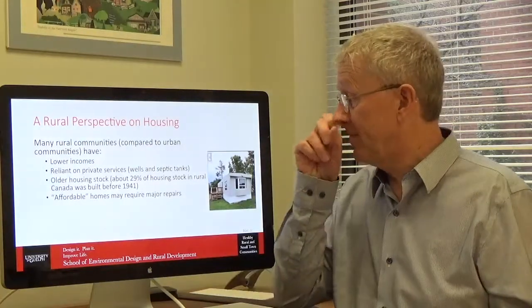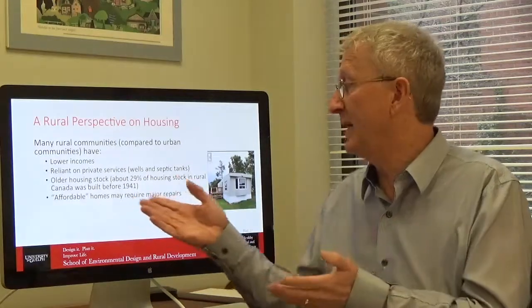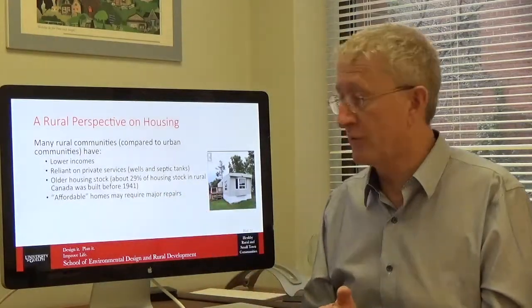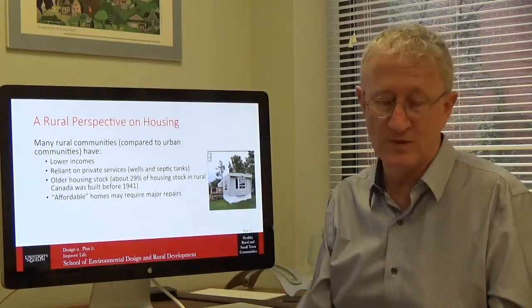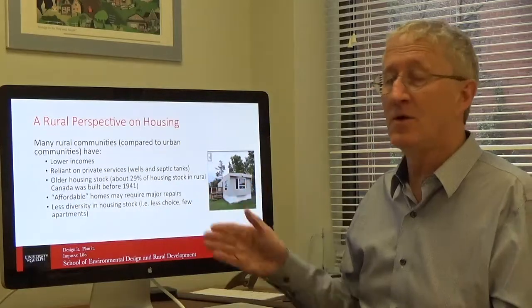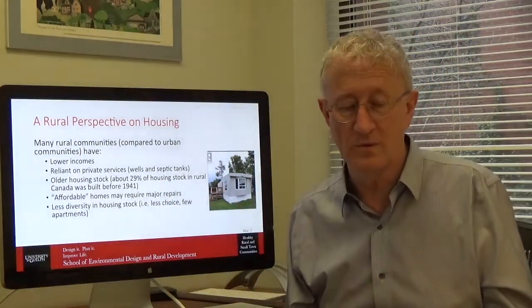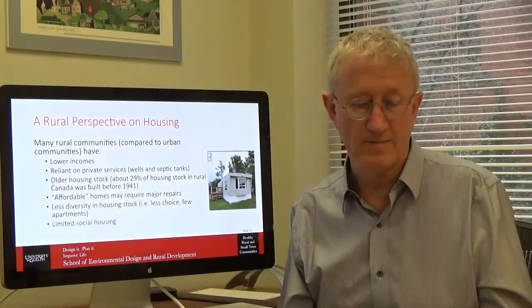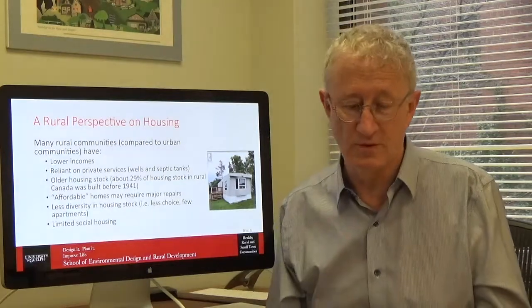Affordable homes in rural communities, you think of a home as being affordable. It may be affordable because it requires major repairs, and those repairs have not occurred. There's a little picture here of a mobile home as an example, which reflects some of the diversity in housing stock that may not exist. Less choice, fewer apartments in many rural communities compared to an urban context. And of course, limited social housing will often be the case in rural communities as well.